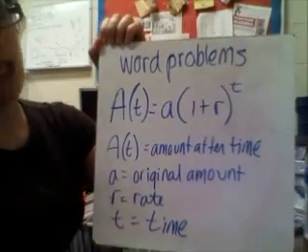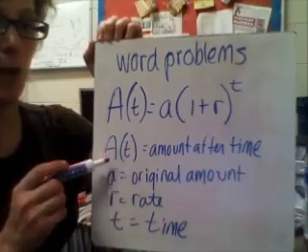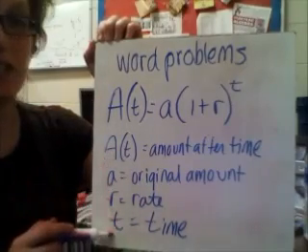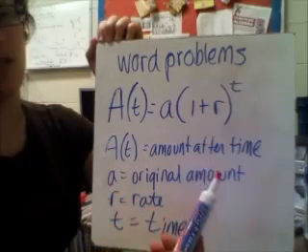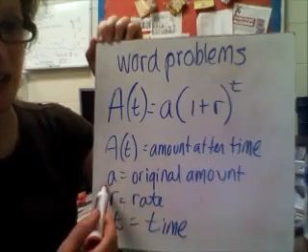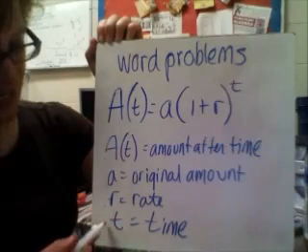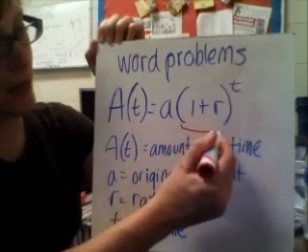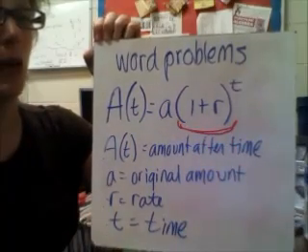You'll get a lot of exponential word problems. You just need to know this formula and what all those letters stand for. Write this down. A sub t is the amount after whatever time you're given. Little a is the original amount. R is going to be the rate, and t is going to be the time. Another vocab word you had, this is your growth factor, 1 plus r.